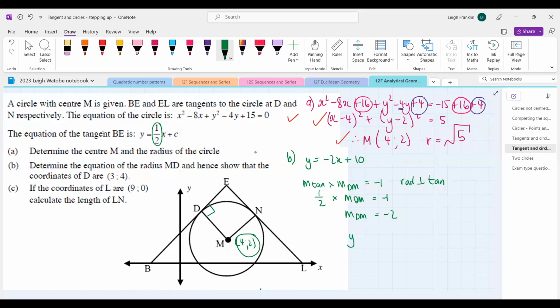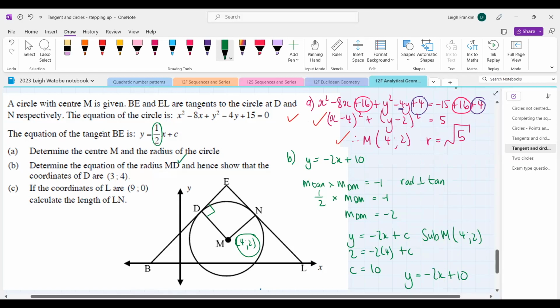We're going to say y equals -2x plus c. We're going to sub in M because DM goes through M. Put 2 here, 4 there, add 8 to the side, add 8 to the side, and you can see you were perfectly correct, Katleho. So -2x plus 10. Good job. Now that's this bit over here done, and hence show that the coordinates of D are (3, 4). Has anybody been able to do that?